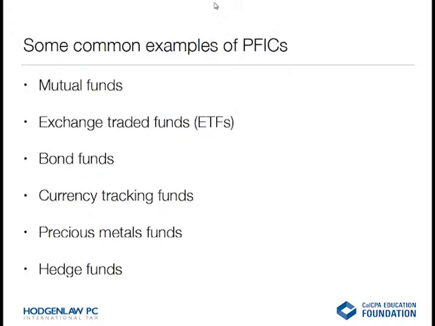Some of the common examples of PFICs, and this is a very limited list, there's many other ways that you can have PFICs, but the things we'll be talking about today: mutual funds, exchange-traded funds or ETFs, bond funds, currency tracking funds, precious metals funds, hedge funds. These are the types of things that you might see in this type of account. There's also other ways that you can have PFICs. For example, if you have a startup and it's very cash heavy, that might qualify as a PFIC. But we're really just looking at foreign mutual funds and similar funds today.